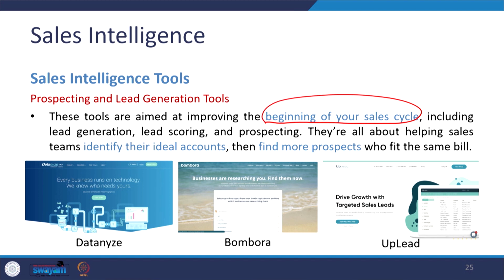Next set of tools talks about prospecting and lead generation. They are very much focused on the beginning of your sales cycle, including lead generation, lead scoring and prospecting. They are all about helping teams identify their ideal accounts and then find more prospects who fit that particular kind of ideal customer profile. So we have various tools for prospecting and lead generation. Under this category, there are some examples like DataZine, Bombora and UpLead.